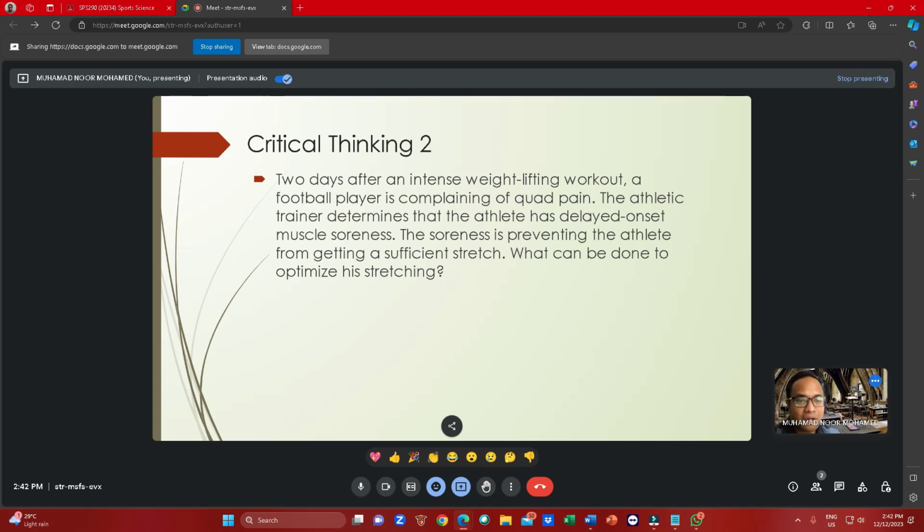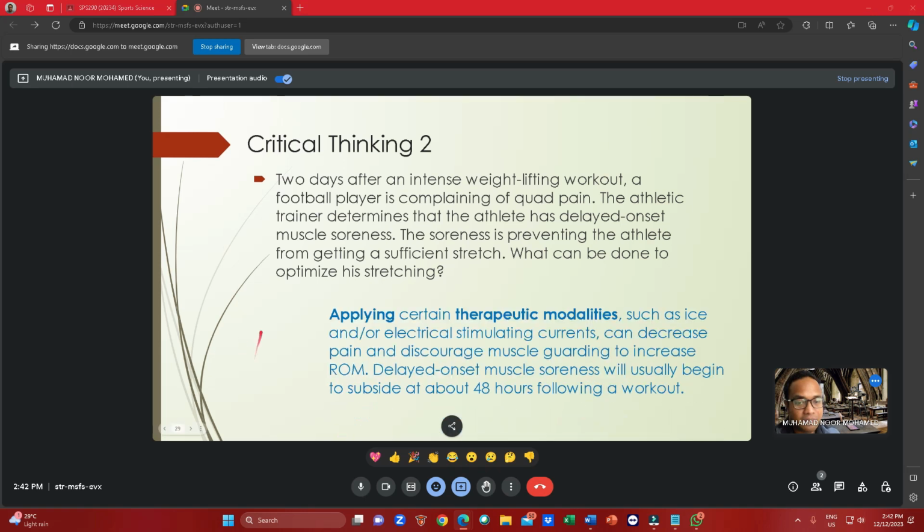So we know that the cause here is delayed onset muscle soreness, lactic acid accumulation at the muscles. The soreness prevents the athlete from getting a sufficient stretch. Why can they not stretch beyond the range of motion? Simply because of the pain sensation. So here, the most effective way is actually to undergo lactic training or lactic threshold training.